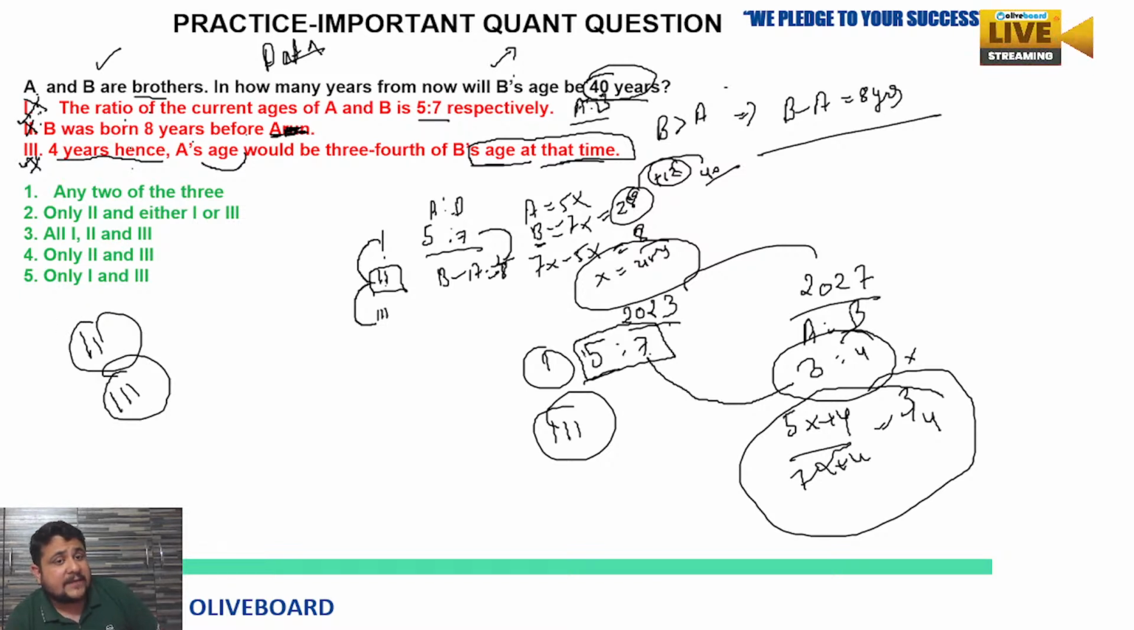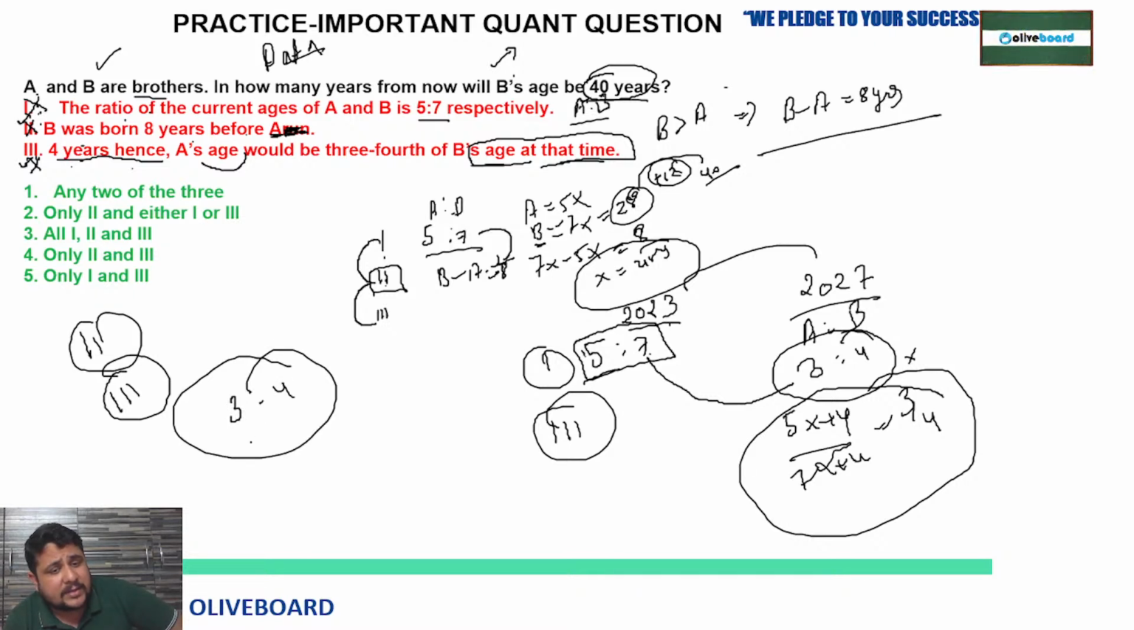Clear? So the second was what? B was born 8 years before, so the age difference is given. Okay, fine. So after 4 years or before 4 years, the age difference is not going to change. If your brother is 4 years elder than you, then after 10 years also the age difference will be the same. Before 10 years, if you check, it was the same. So the age difference is not going to change by time. See, 4 years hence, we know 3:4, the ratio is given. 4 years hence from the present, that we can understand easily.